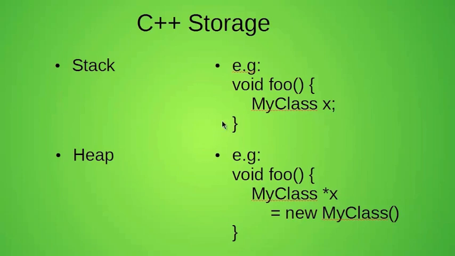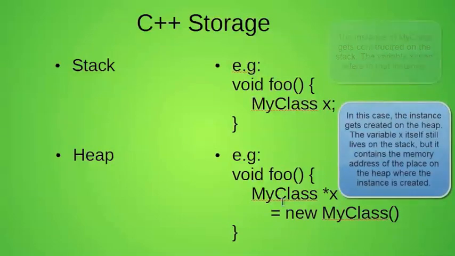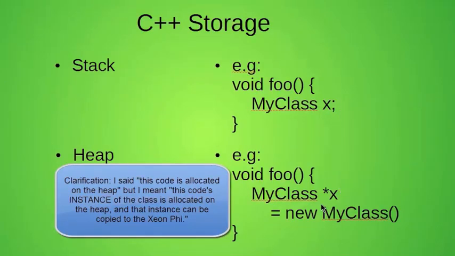And what we've got here is a sample. This code creates an instance of my class and stores it in the variable x. We're not using any pointers, so this is just a local variable, and it's stored on the actual stack. Now down here, x is calling new, and we're creating a new instance of my class out on the heap. And that's the difference. This code down here is allocated on the heap, and that code can easily be copied across to the Xeon Phi.